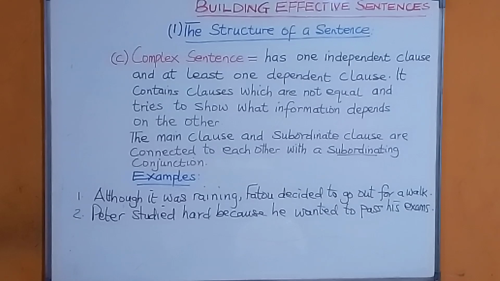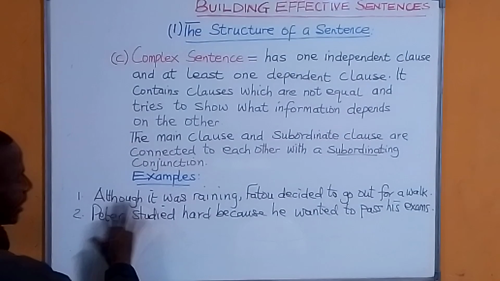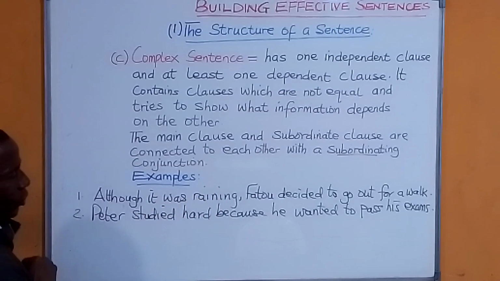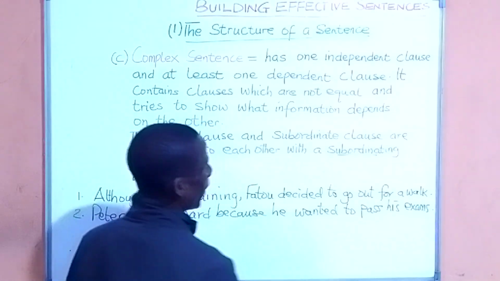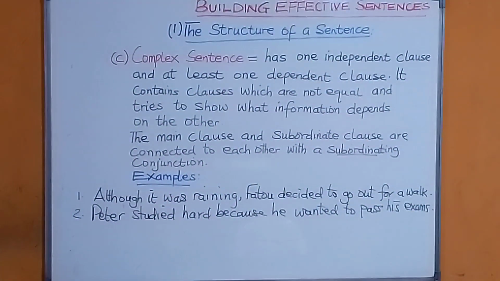Peter studied hard because he wanted to pass the exam. He wanted to pass the exam. You see, why did he study hard? So Peter studied hard is a completely independent clause. Now, he wanted to pass his exam. This is depending on Peter studying. Why did Peter study? Because he wanted to pass his exam. So he wanted to pass his exam, which is the dependent clause, was dependent on Peter studying hard. So, you see that. Now, let's take another one.